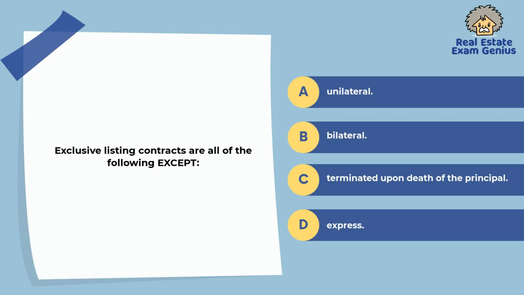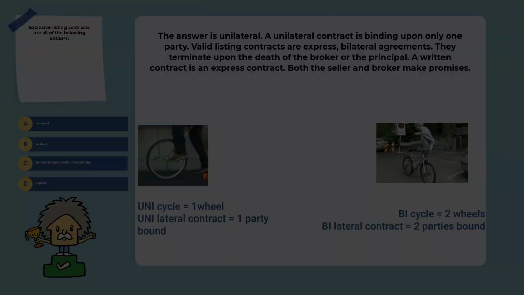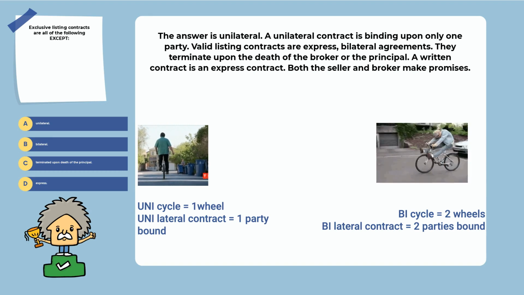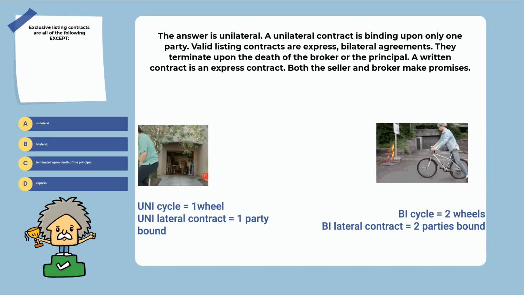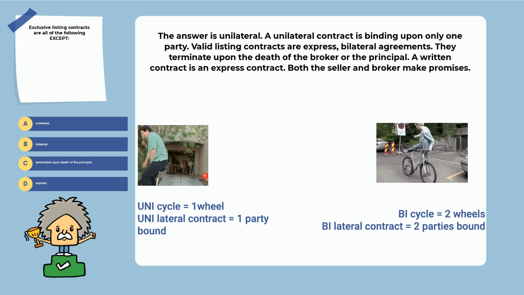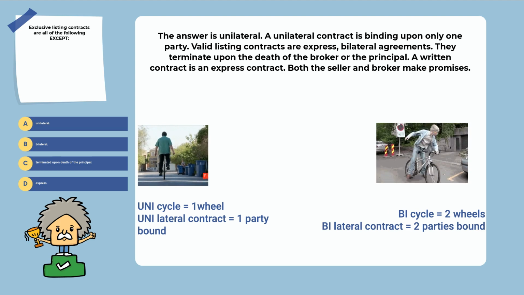71. Exclusive listing contracts are all of the following except: unilateral, bilateral, terminated upon death of the principal, express. Explanation. The answer is unilateral. The unilateral contract is binding upon only one party. Valid listing contracts are express bilateral agreements. They terminate upon the death of the broker or the principal. A written contract is an express contract. Both the seller and broker make promises.